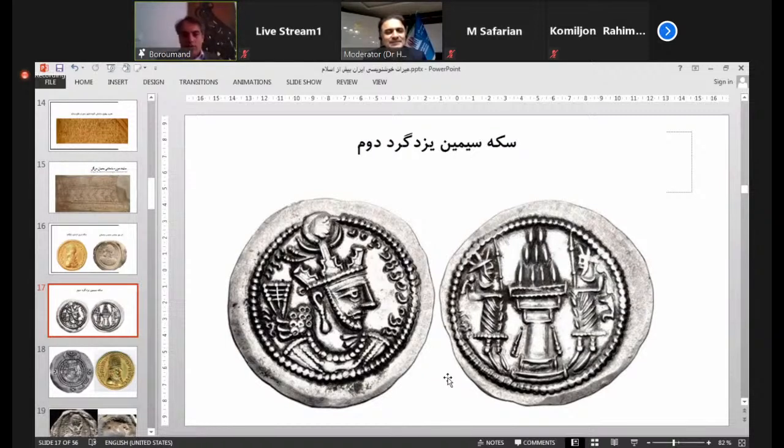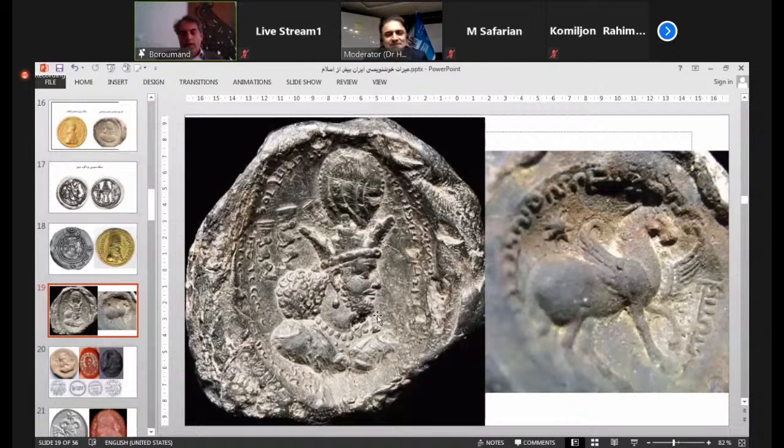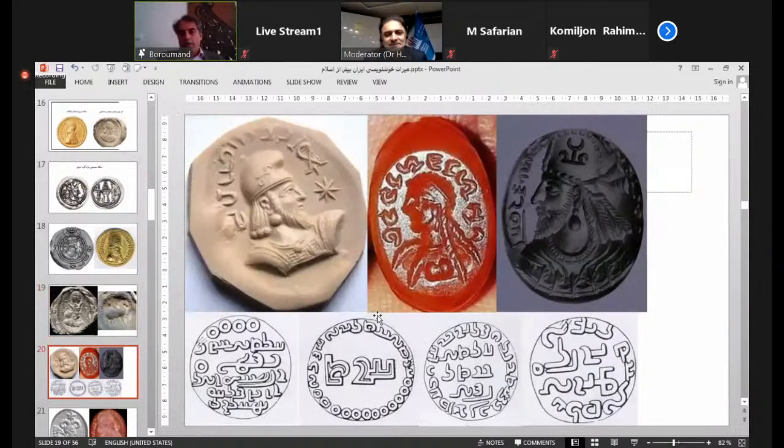As I am pressed for time, I will review the pictures. This is another coin from Yazdgird, which proves calligraphy on the reverse side of the coin. There are lots of them. You see? These are the stamps that used calligraphy.